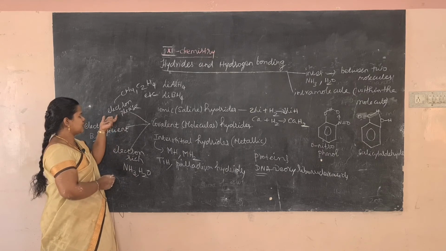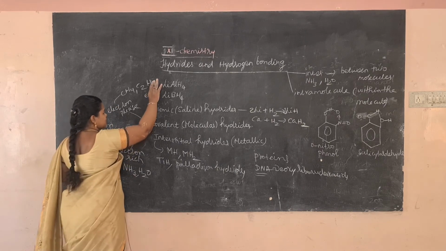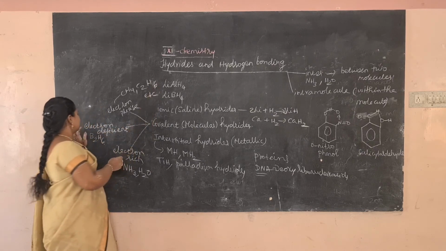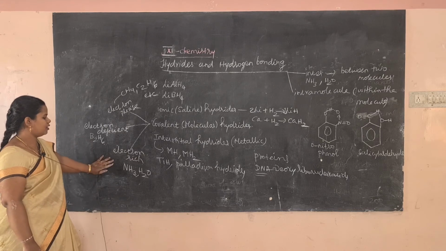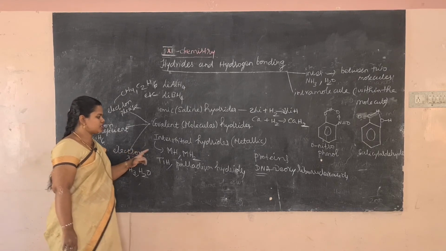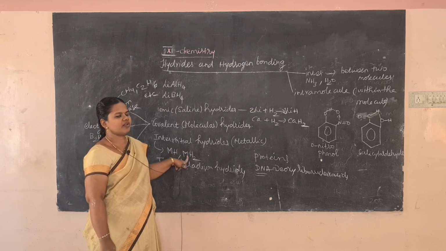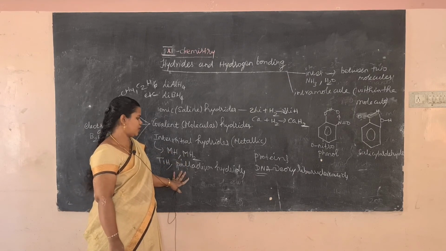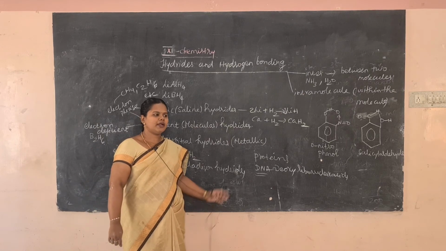For electron precise, we have written some examples: CH4, C2H4, C2H6. Then electron deficient compound we have written diborane. Then for electron rich compound we have written ammonia and water. And interstitial hydride is represented as MH or MH2, and the interstitial hydrides will vary in their composition, for example TaH and palladium hydride.